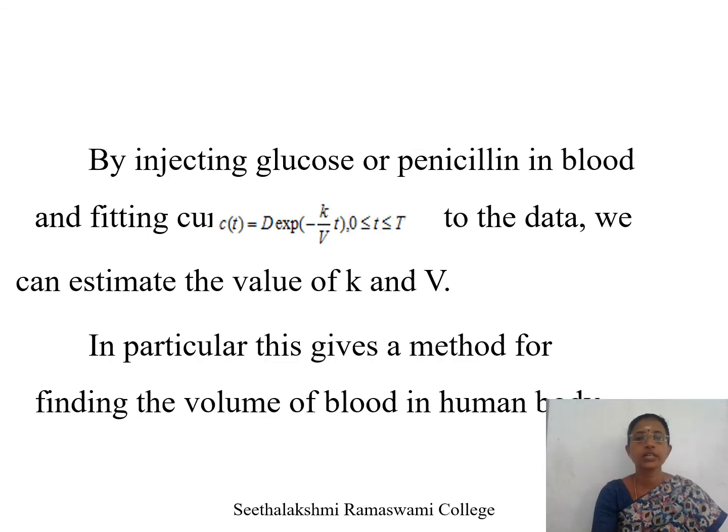By injecting glucose or penicillin in blood and fitting the curve C(t) equal to D e^(-K/V t), where t lies between 0 and T, to the data, we can estimate the values of K and V. In particular, this gives a method for finding the volume of blood in the human body, where V is the volume of blood in the human body.